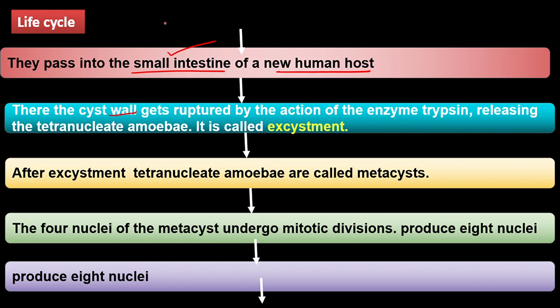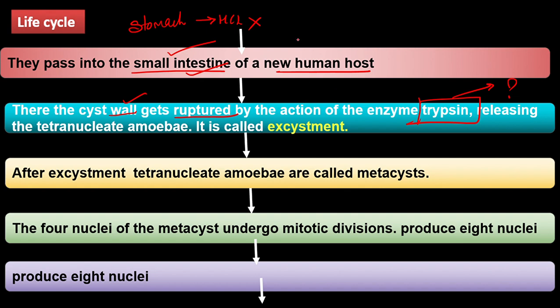Now there the cyst wall, mind it class, in our stomach there is HCl, that HCl is ineffective on the cyst wall, okay? That cyst wall is going to get ruptured in the small intestine by the action of the enzyme trypsin. Now write in the comment box from where you get trypsin. Trypsin is released from question mark.